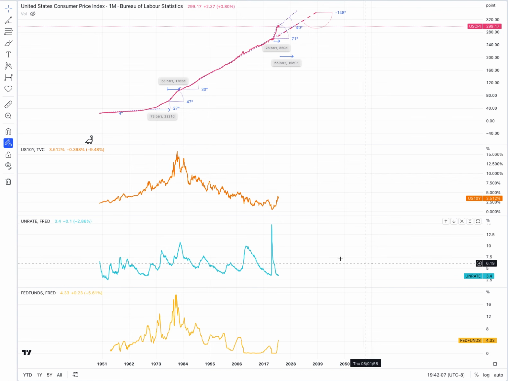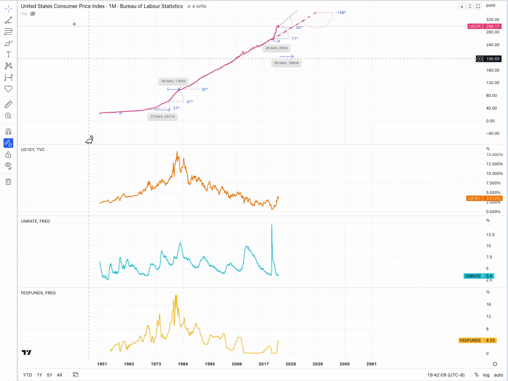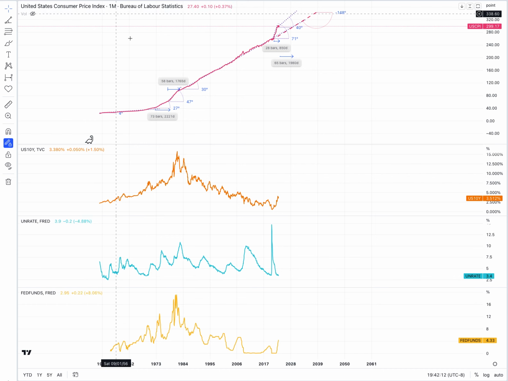Let's talk about inflation. In this chart, we have the United States Consumer Price Index for the last 70 years, from 1951 until today. In the next one, we have the US 10-year Treasury yield, similarly from 1950, the unemployment rate in blue, and finally the Fed funds rate, which is the current Fed interest rate. That tells you, on a given day, what interest rate the Fed had imposed through its monetary policy.